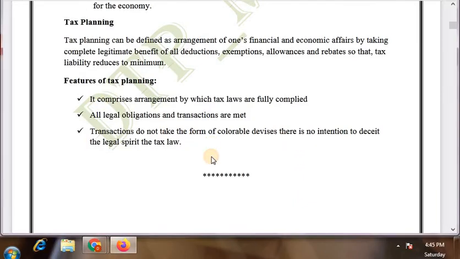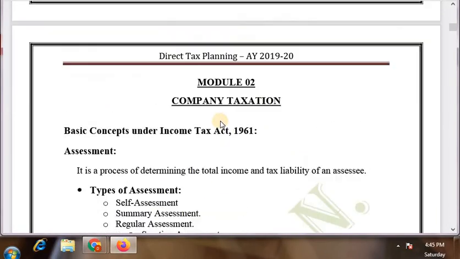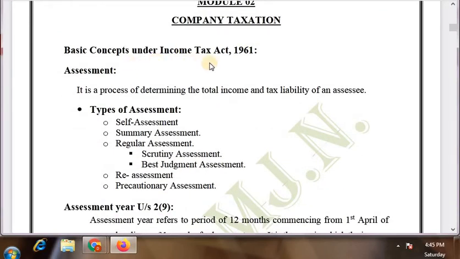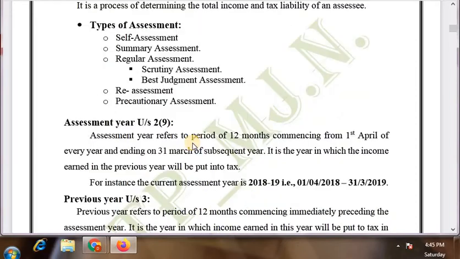So let us see module 2, which is all about company taxation. Basic concepts under the Income Tax Act 1961. First thing, what is assessment? Assessment is a process of determining the total income and total liability of an assessee. There are many types of assessment. First is self-assessment, second is summary assessment, then regular assessment, under that we have scrutiny assessment and best judgment assessment, then we have reassessment, then precautionary assessment. So these are a few types of assessment.